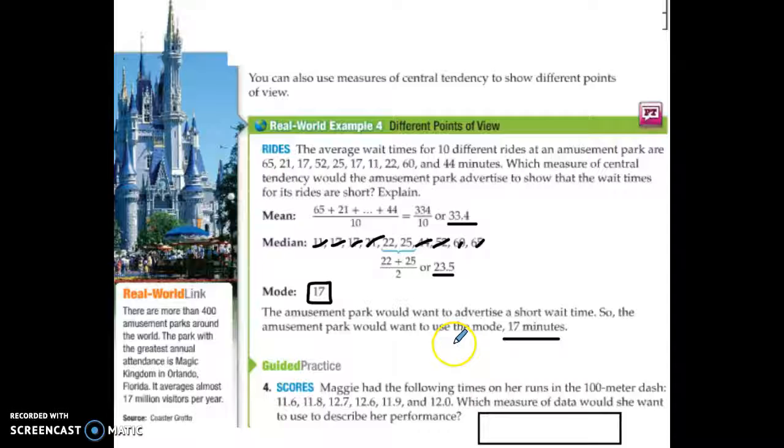Alright? Sometimes you want to use the biggest one. Sometimes you want to use the smallest, depending on what you're advertising. Alright? For wait times, you want the lowest one.